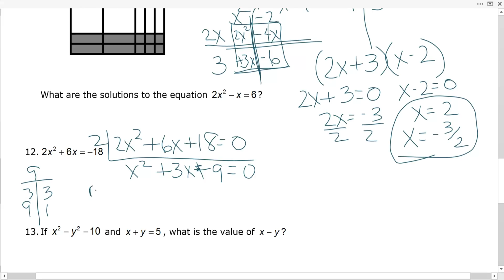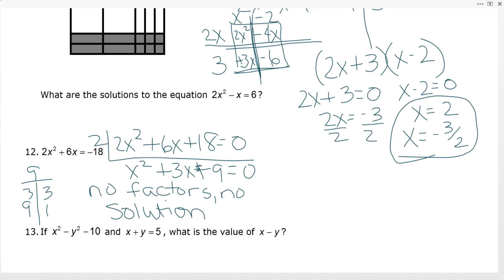So there is no solution because there's no factors. No factors, no magic numbers, no solution. And if you want, go ahead and graph that on your calculator and look at it and see that it in fact does not go as low as the x-axis and it doesn't ever cross.